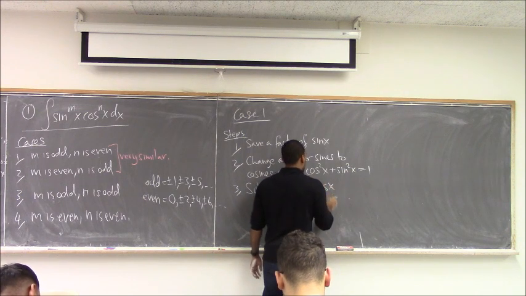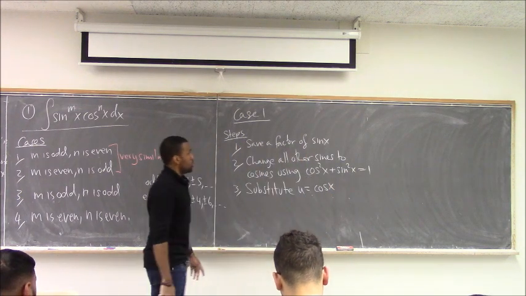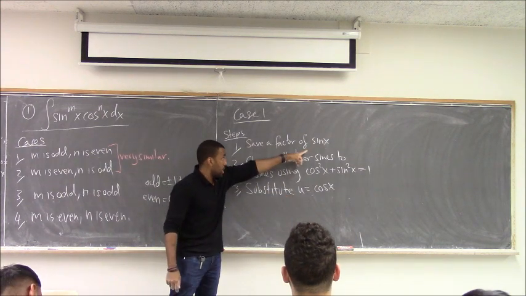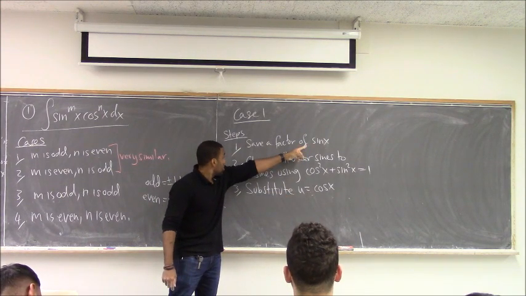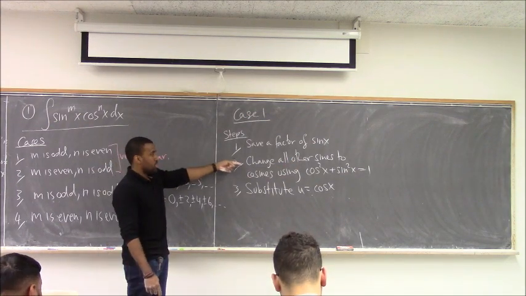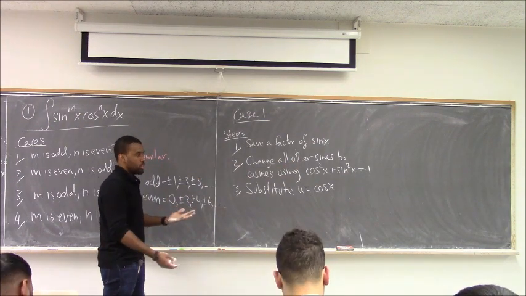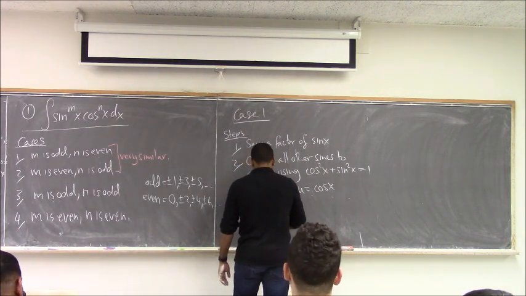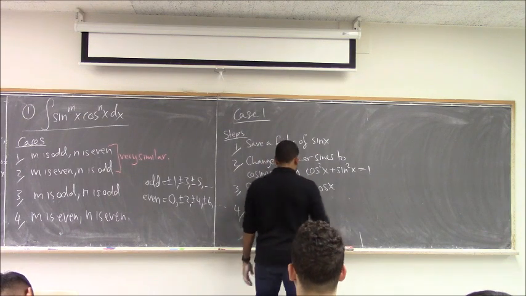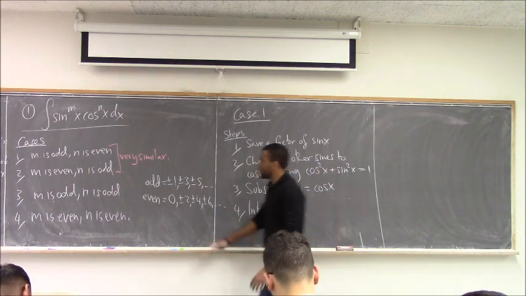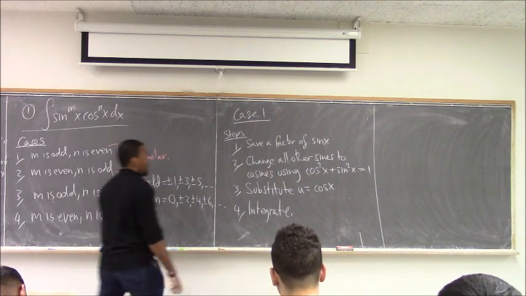u equals the cosine. You are going to, of course, get a du, which is going to have a negative sign. You put this guy in terms of u that you saved in step 1, and then because everything else is in cosines now, you're just going to have a function of u to integrate. At that point, it should be self-explanatory. Your training should kick in and take over.